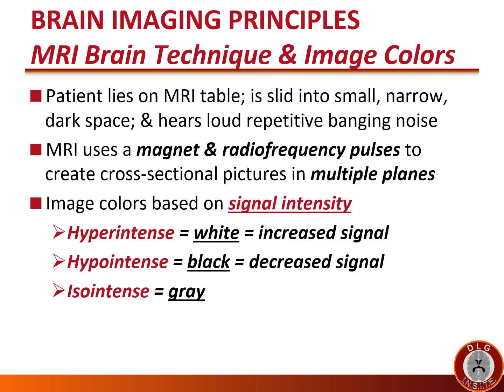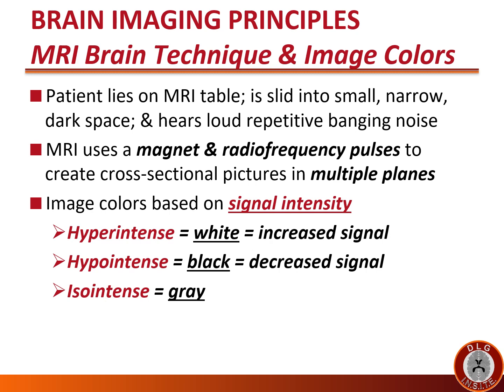Let's now talk about MRI brain technique and image colors. In an MRI, the patient lies on an MRI table, is slid into a small, narrow, dark space, and hears loud, repetitive banging noise. So it is more of a problem for patients with claustrophobia or wide shoulders who can't fit into the MRI space.